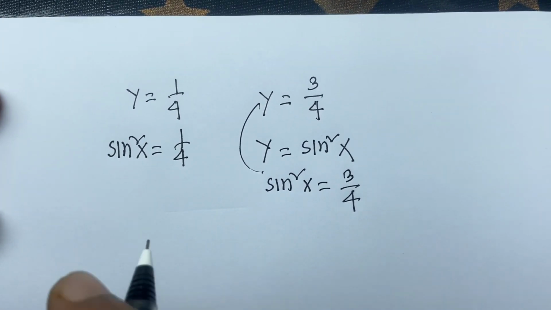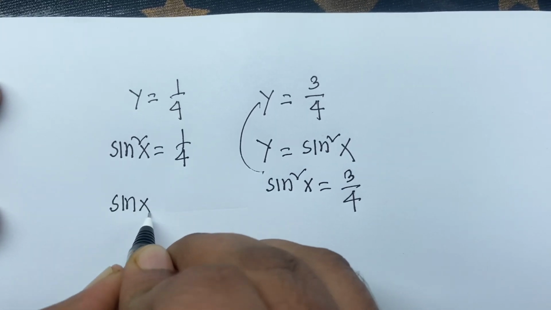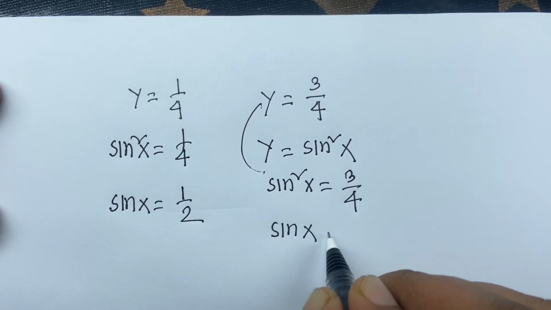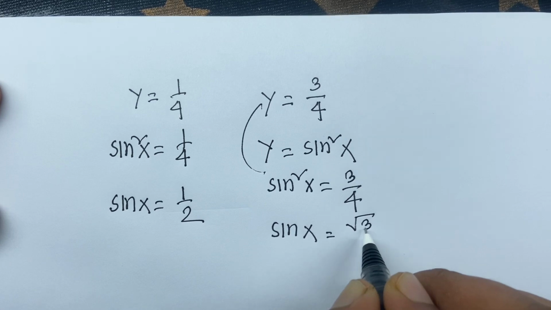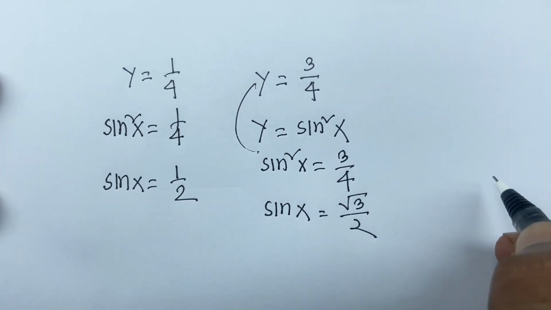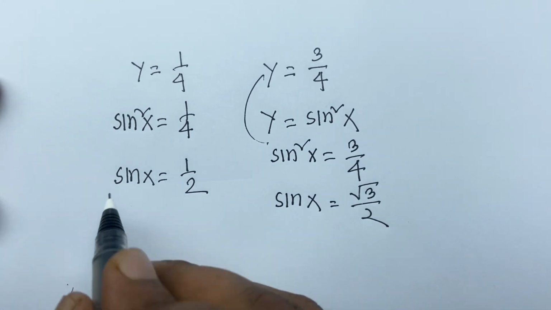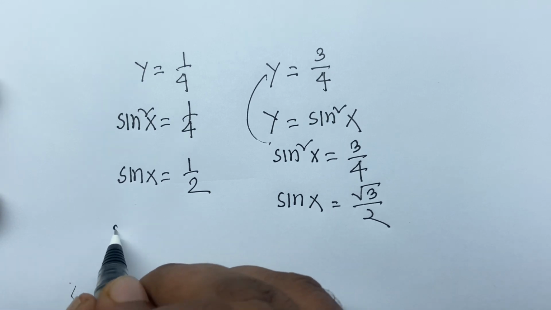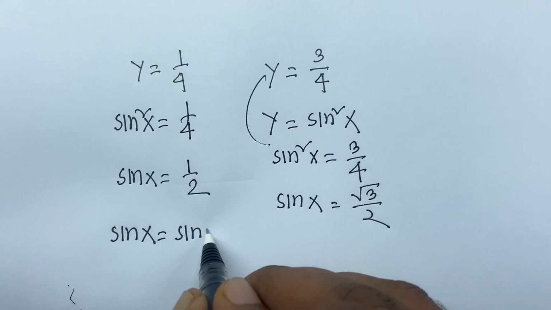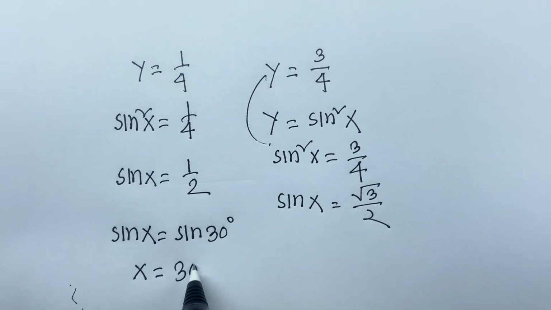Then at this moment, if I use both sides square root, then I can easily see sin x is equal to 1 over 2, and here sin x is equal to square root 3 over 2. I use both sides square root, and x is greater than 0 and less than 90 degree. So at this moment, we know that sin 30 degree, it will be half, so I can say easily x is equal to 30 degree.